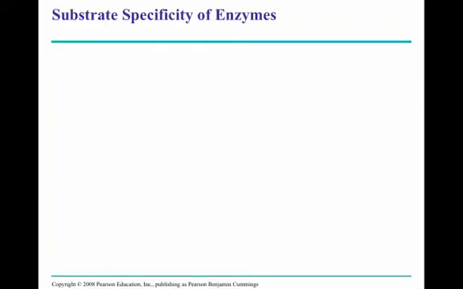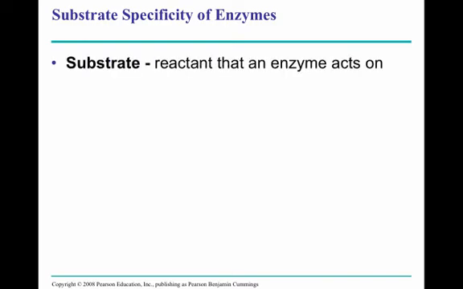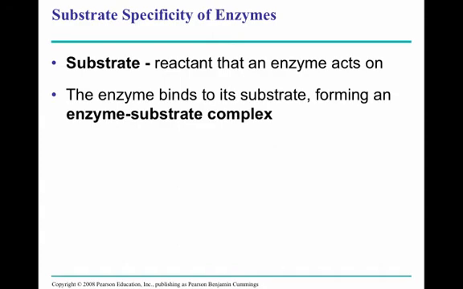So enzymes then have very specific names. They end in -ase, but all enzymes are specific. They work only on certain substrates, which is why we get certain names for things, like sucrase breaks down sucrose. It doesn't break down maltose or lactose or any other kind of disaccharide. It only breaks down sucrose. So substrate then is the reactant that our enzyme acts on.